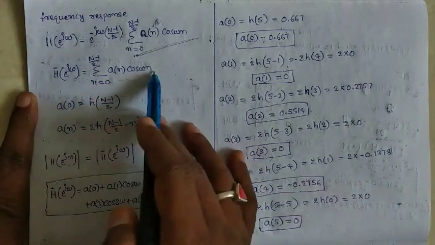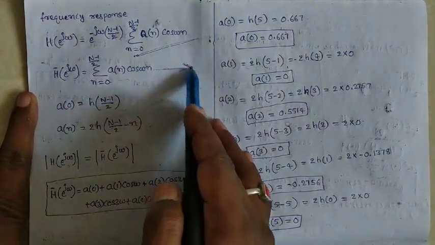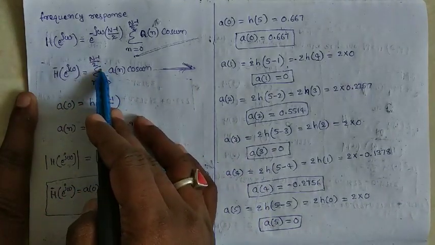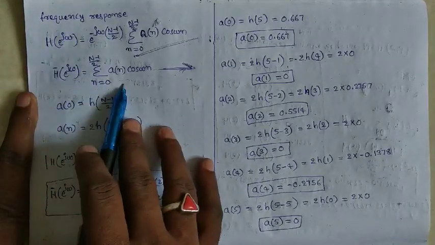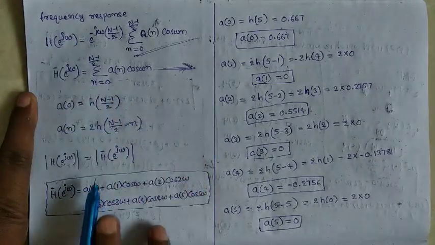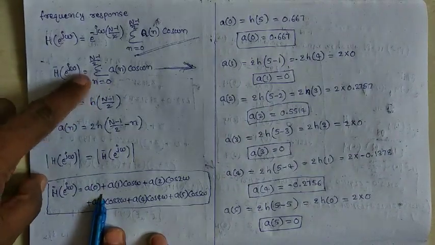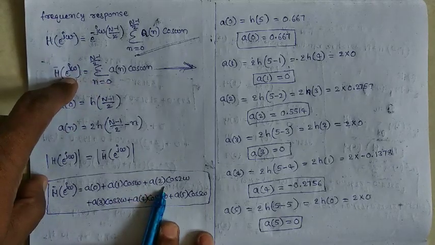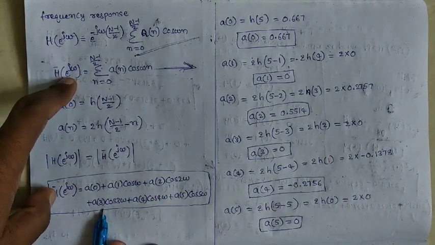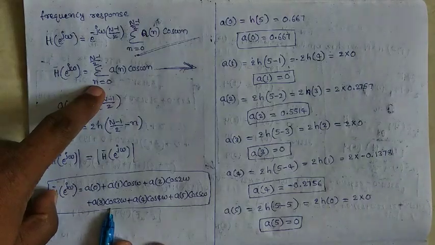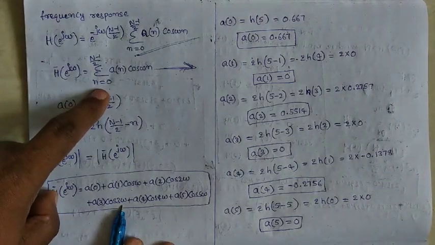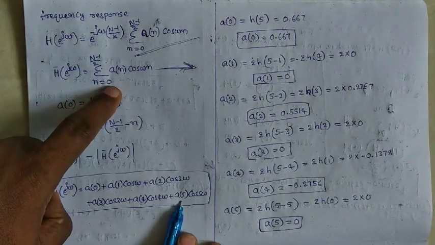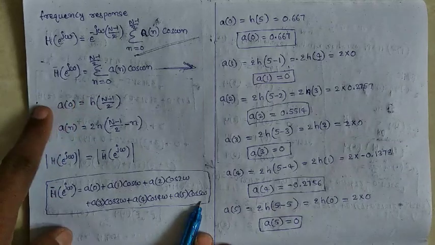Here first of all, considering this equation, we are expanding this equation. n is equal to 0 to (N minus 1)/2. (N minus 1)/2 value is what? 5. We are expanding this equation, n is equal to 0 to 5. Here n is equal to 0, a(0); n is equal to 1, a(1) cos omega; n is equal to 2, a(2) cos 2 omega; plus a(3) cos 3 omega; plus a(4) cos 4 omega; plus a(5) cos 5 omega.